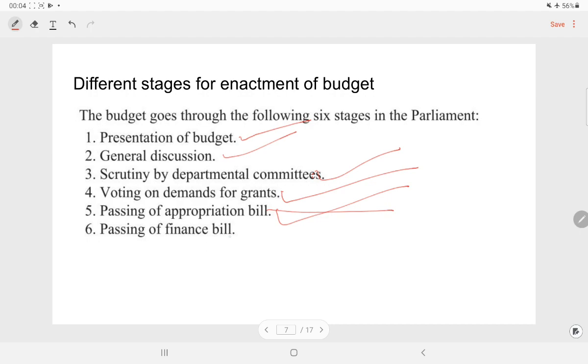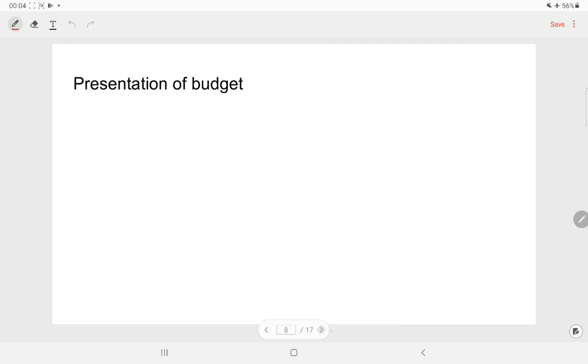Also the Finance Bill is passed for different kinds of taxation, the taxes we have to give to the government. For that there is the Finance Bill, and for taking money from the CFI there is the Appropriation Bill. Stepwise I will be discussing all these things. First is the presentation of the budget, and we all know the finance minister presents the general budget with a speech known as the budget speech, which is generally given on February 1st.